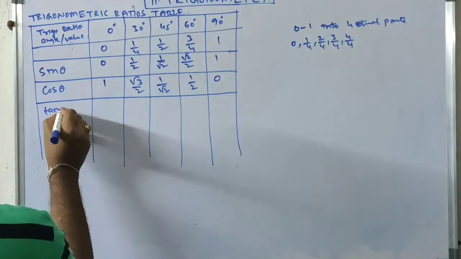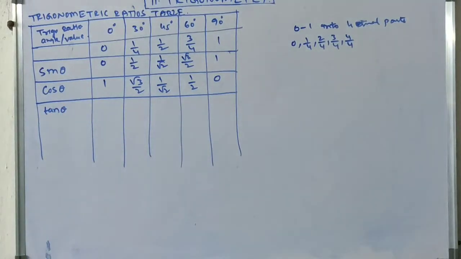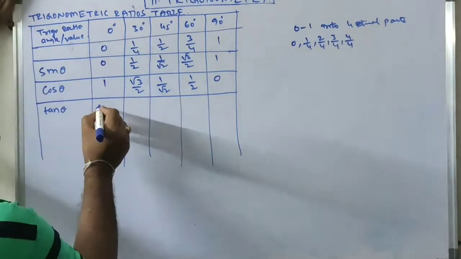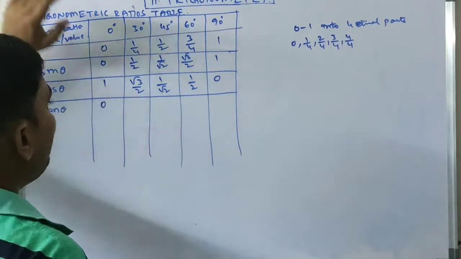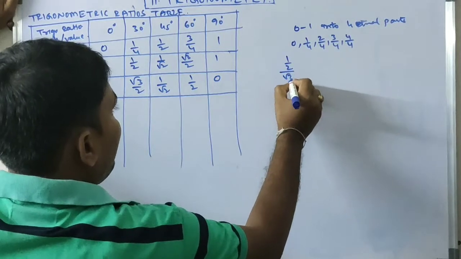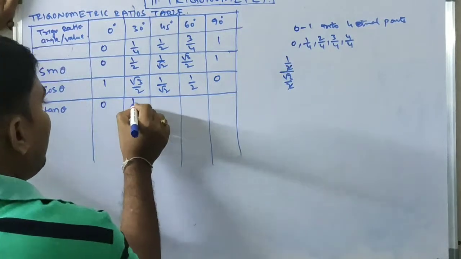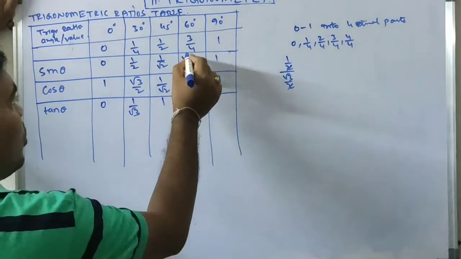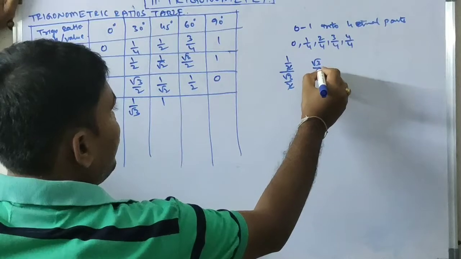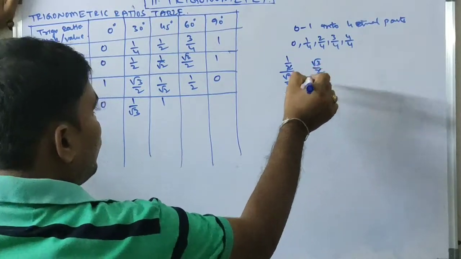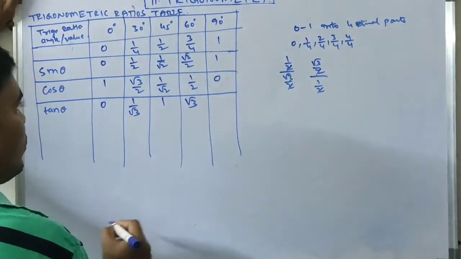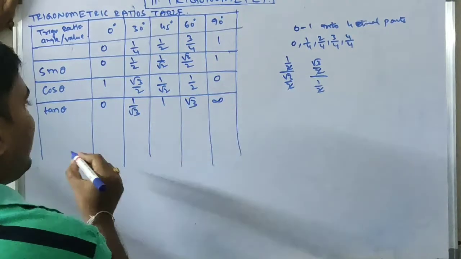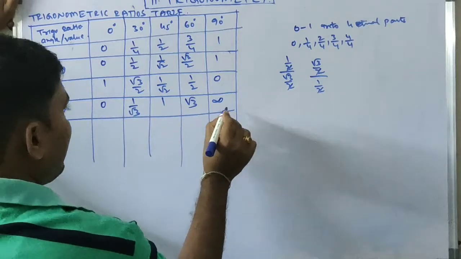Next, tan theta. Tan theta equals sin divided by cos. 0 by 1, 0. Then 1 by 2 divided by root 3 by 2, the 2 cancels, 1 by root 3. Then 1 by root 2 divided by 1 by root 2, cancels, 1. Then root 3 by 2 divided by 1 by 2, the 2 cancels, root 3 by 1, that is equal to root 3. Next 1 by 0, something by 0 does not exist, infinity. So this is tan theta.